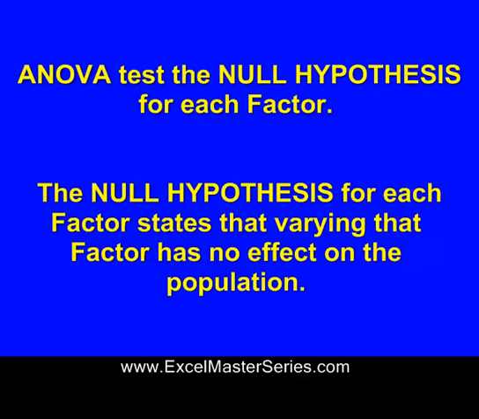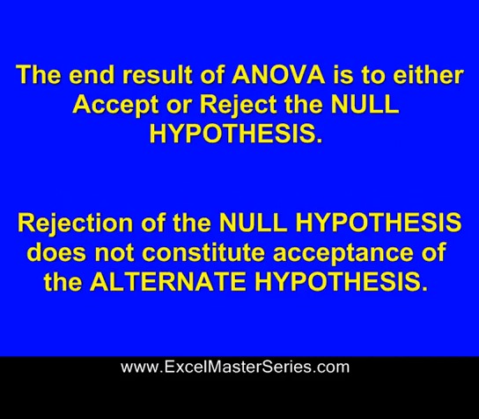ANOVA tests the null hypothesis for each factor, and the null hypothesis for each factor states that varying that factor has no effect on the outcome. The end result of ANOVA is to either accept or reject the null hypothesis. And if you reject the null hypothesis, it doesn't automatically mean that you accept the alternate hypothesis, which states that varying the factor did have an effect.